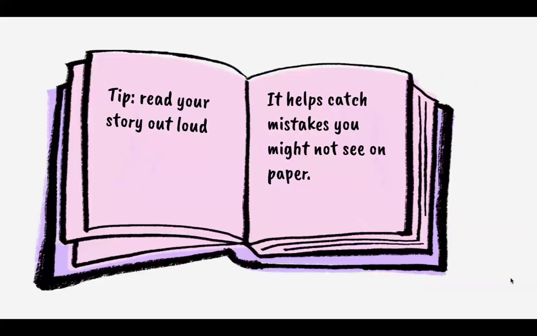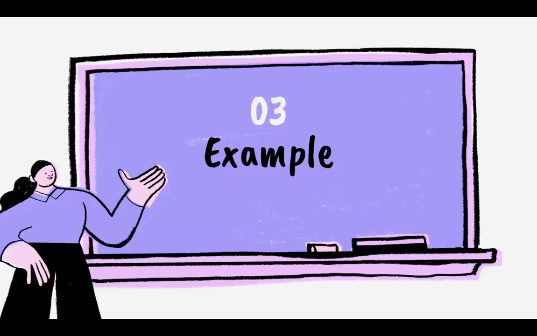nouns. A tip is to read your story out loud. This helps you catch mistakes you might not see on paper or realize when you're just reading it without saying it out loud. So now let's look at an example edit.